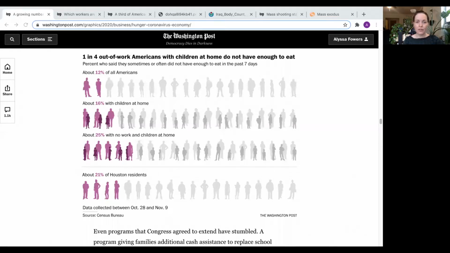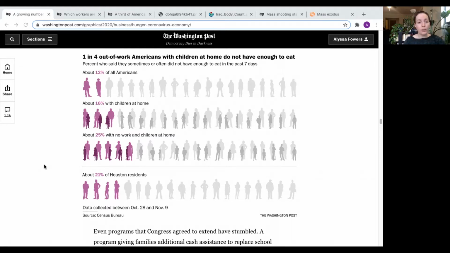Okay, so this is an example of an icon chart showing the number of people who said they didn't have enough to eat in the past 7 days among folks who are out of work in the late fall. So as you can see here, there are 20 figures in each row. Each one represents 5% of the total. So 1 in 20 is 5%. So if you want to look at about 12% of all Americans, that comes to 2 of these icons. 16% is 3, 25% is 5, 21% is about 4.